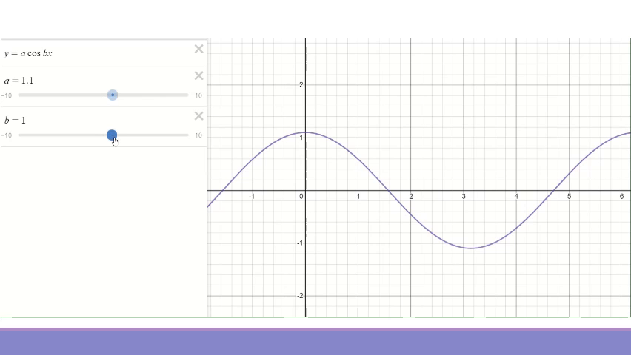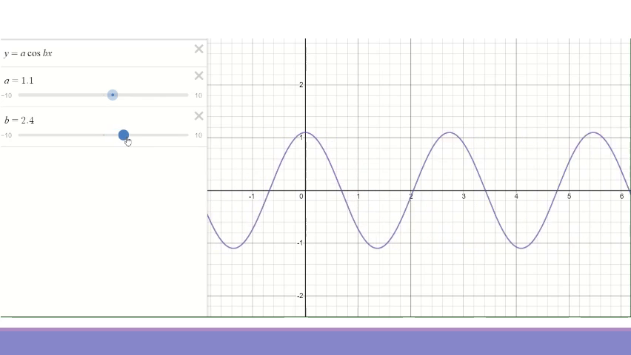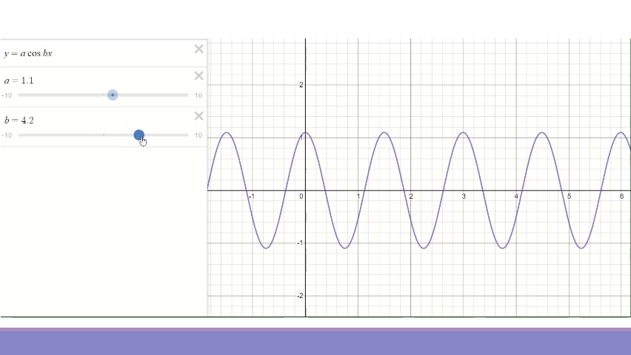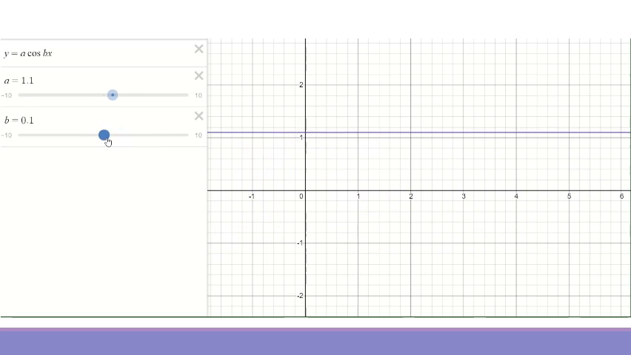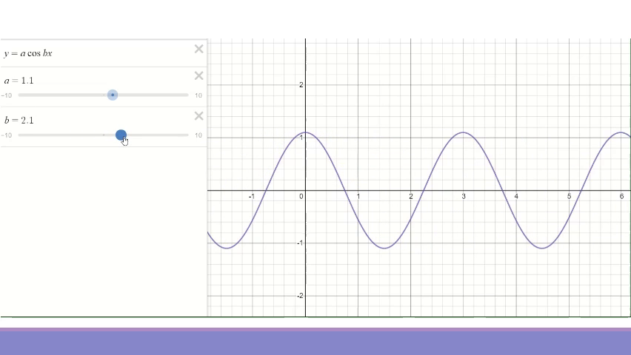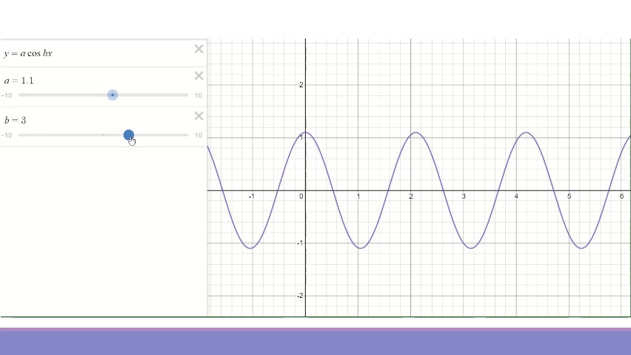And now looking at b, you can see that b also does the same thing. It affects the number of cycles that are occurring between 0 and 2 pi, right? If I set b here to 3, then you've got 3 cycles of cosine occurring from 0 to 2 pi.